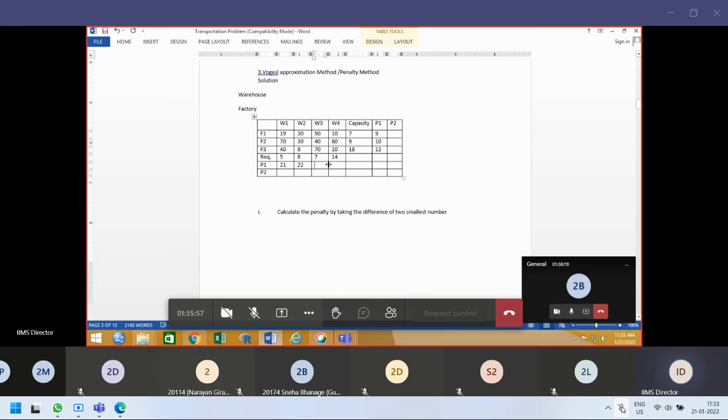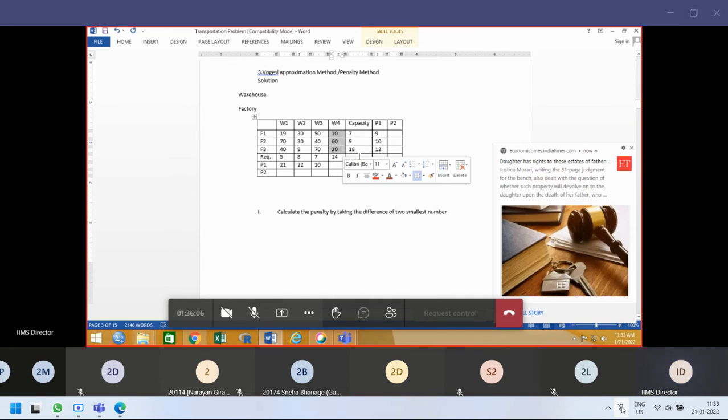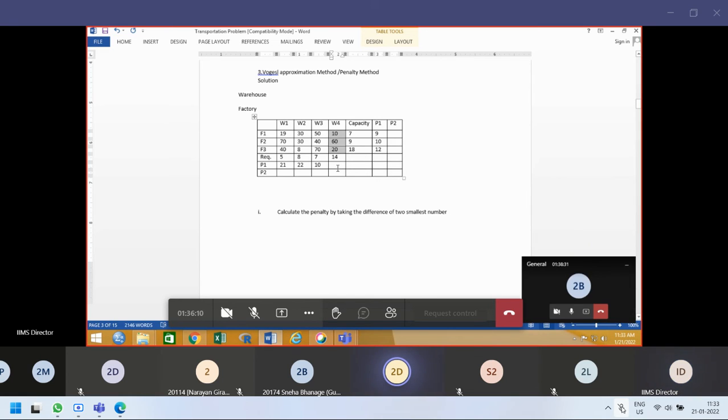Now, what is the first smallest? 40. Second smallest? 50. The difference is 10. What is the first smallest? 20. Second smallest? 20. The difference is 10. Don't work out for capacity; it is not required.